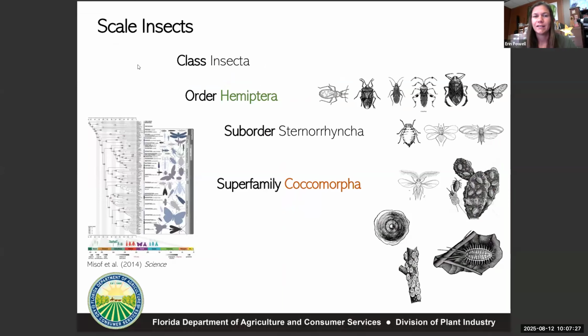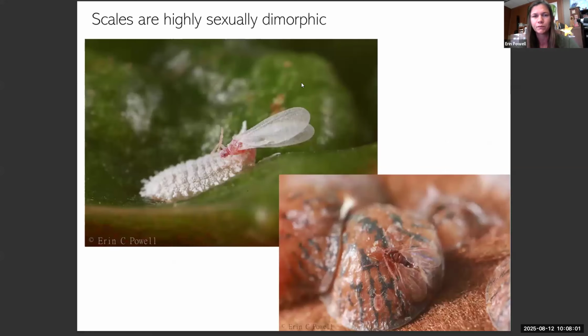So the scale insects are a superfamily. There's over 34 extant, so not extinct, families in the world. So when we're talking about scale insects, we're talking about this group of insects that are all related and they have some things in common. For instance, they have piercing, sucking mouthparts. So they're taking these long stylets, like a long straw, and piercing them into the plant. And they're either tapping into the plant phloem or they're tapping into the cellular contents of the plant, depending on what family of scale insects we're talking about.